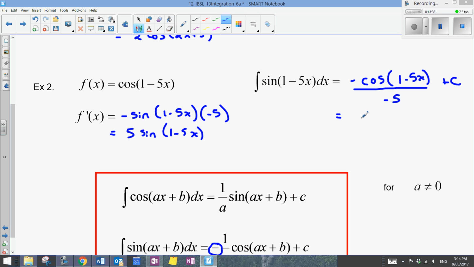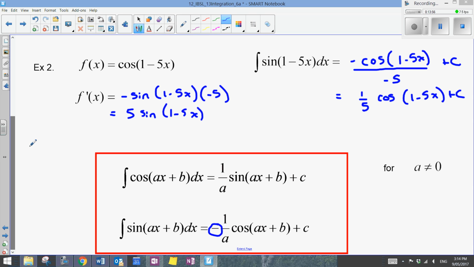So I now have 1/5 cosine 1 minus 5x plus c. So if I checked my work and I took the derivative of cosine, I would get negative sine, but then multiplied by the -5, it would come back to positive sine. So I can always check by taking the derivative. Rule number 4, again, same idea for an integral of cosine. It's going to be sine, keep the inside the same, divide by the derivative of the inside function, and then for sine, your integral is negative cosine, and also divide by the derivative of the inside function.